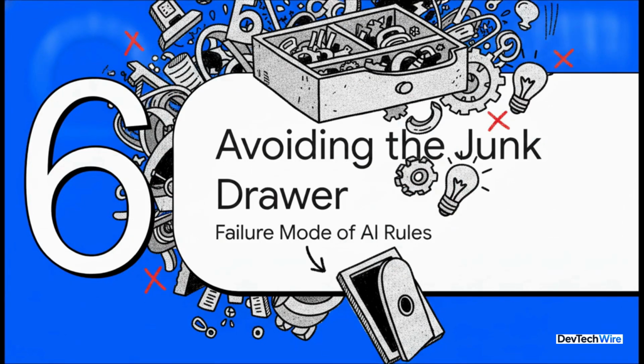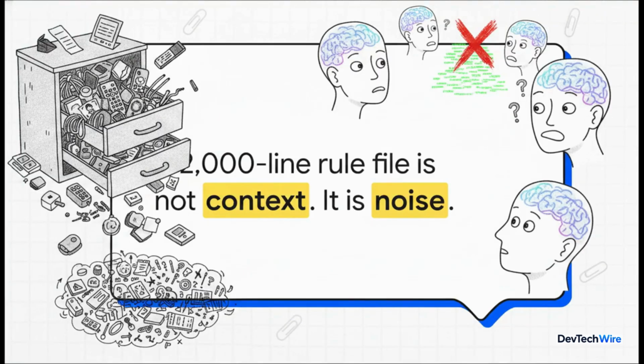Finally, Section 6, avoiding the junk drawer. This is the primary failure mode of AI rules. A 2,000-line rule file is not context, it is noise. Man, that perfectly captures the junk drawer analogy. It is so tempting to just paste every single preference, every tiny bug fix, and every temporary task note right into your rules file. But if you do that, the AI will suffer from context collapse.